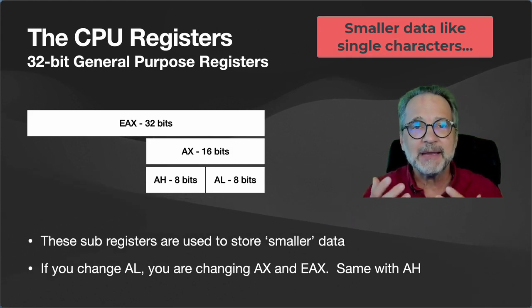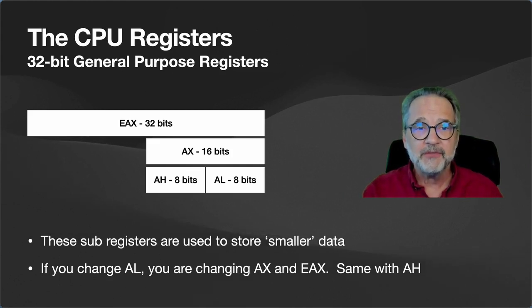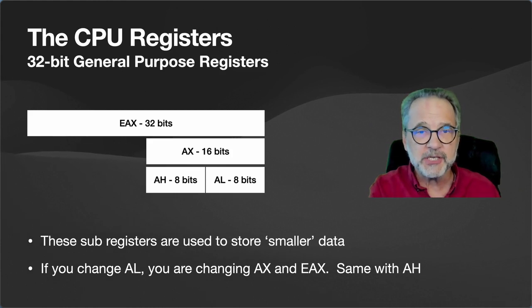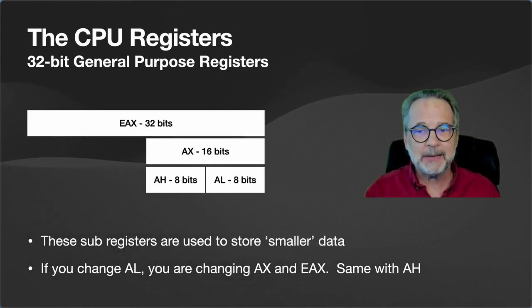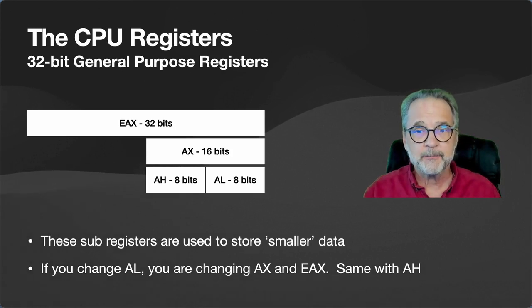So if I change anything in AL, it's going to change the overall 32 bits of EAX. It's going to change the entire thing. Now, that doesn't mean it's going to change every bit. It just means it's going to change that 8 bits within EAX in the case of AL or AH.